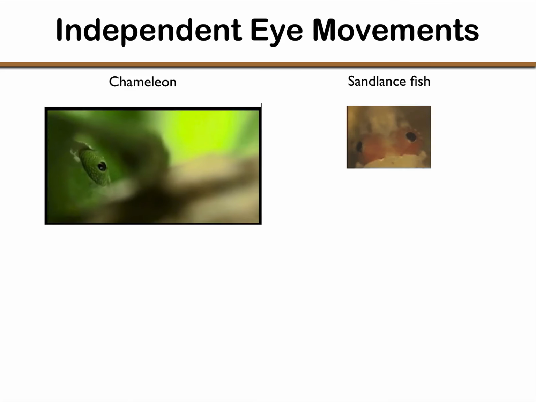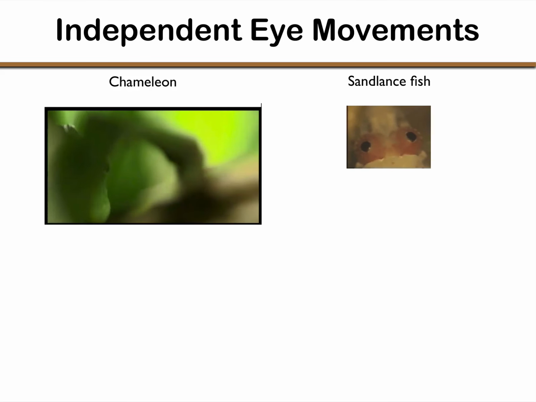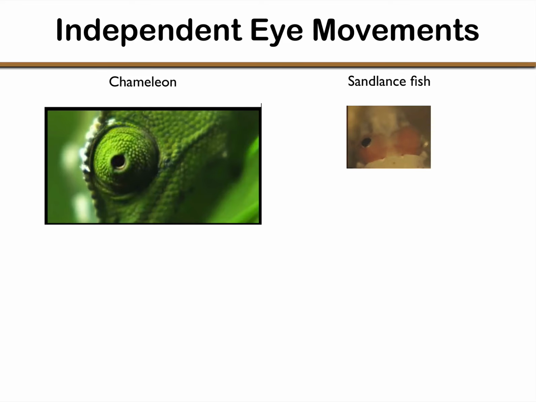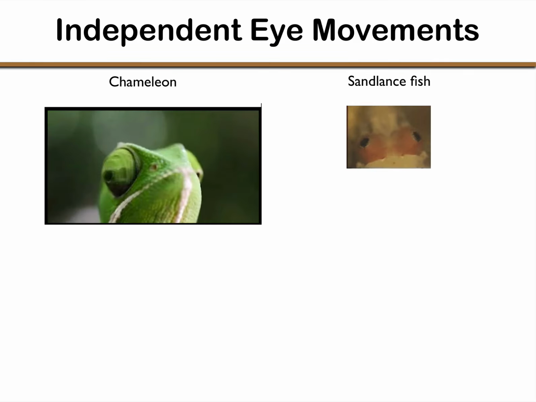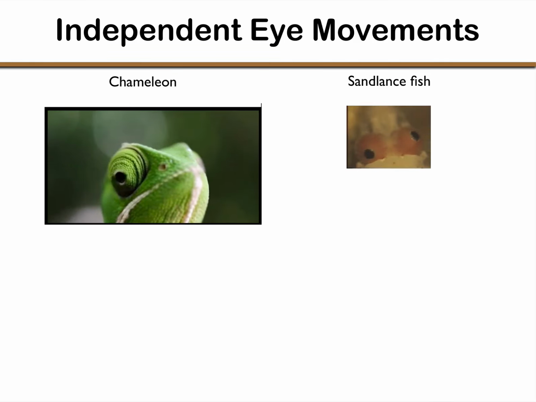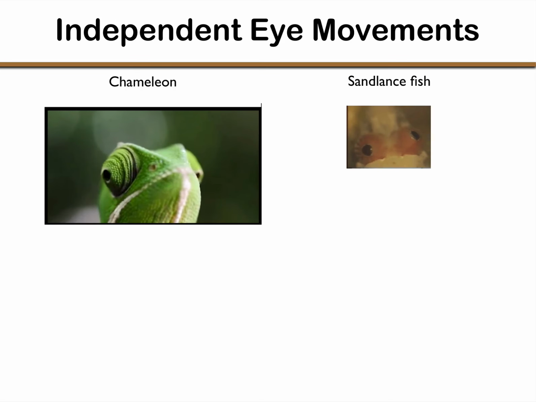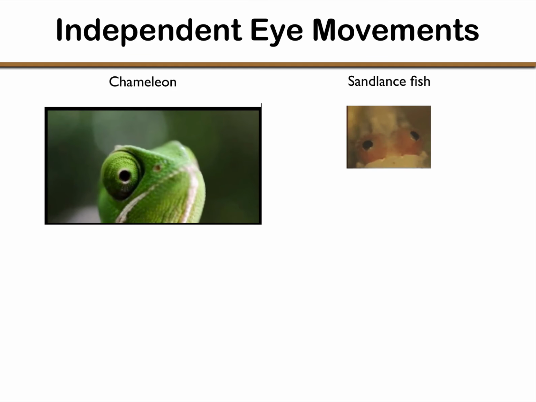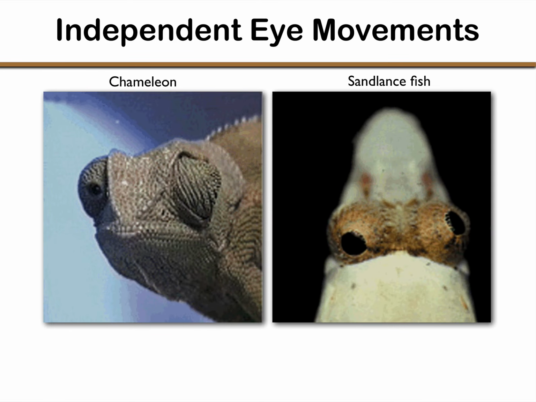The chameleon has some interesting eyes, as does the sand lace fish. They both can move independently of one another, as you see in these videos. So the left and right eye do not have to move the same way. They are capable of independent movements. But beyond that, there is no underlying structural similarity. So these are analogous traits between the chameleon and the sand lace fish.